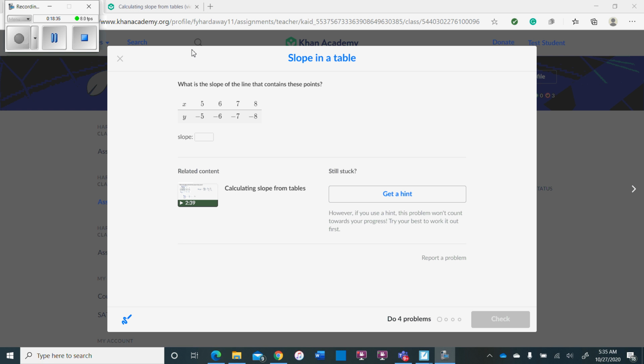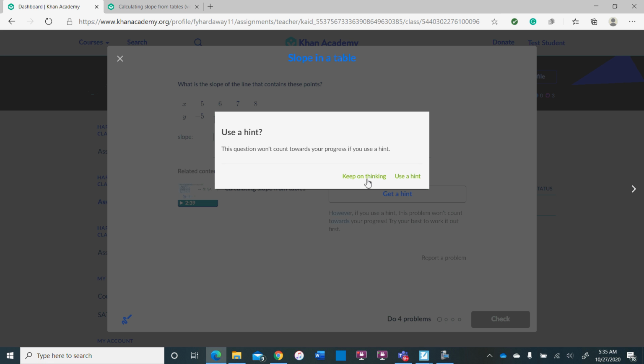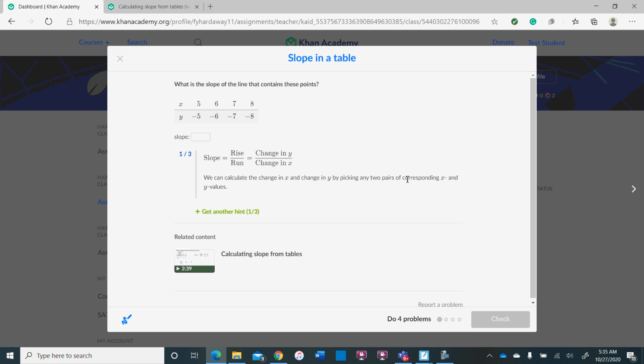Okay, sorry about that. So back to what I was saying. If you use this hint for the problem, it will count towards your progress, count towards your grade. So try to rework it. I would try to use your videos first to see if it helped you work it out. But if you get the hint, you get an option one more time: keep on thinking or use the hint. If you use the hint, it will show you how to work it out.